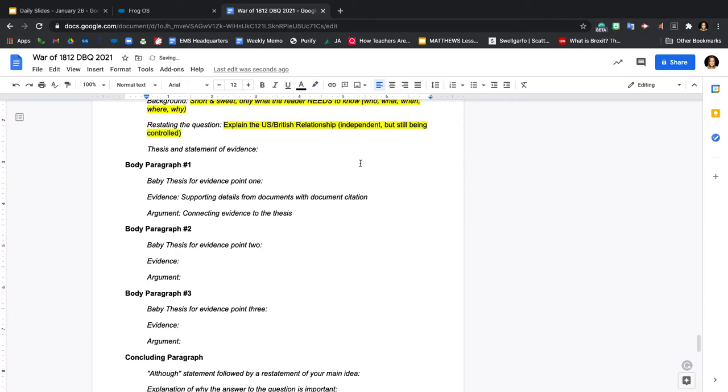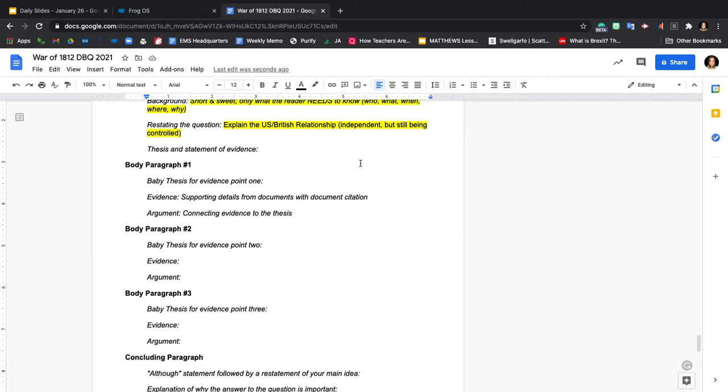And then your thesis statement and statement of evidence. Again, this isn't a question where you're just going to answer the question because blank, blank, and blank. You need to talk about the causes, effects, and then why it's called the Second War of Independence. So I would try to think about my causes, think about my effects, and how can I summarize them up.